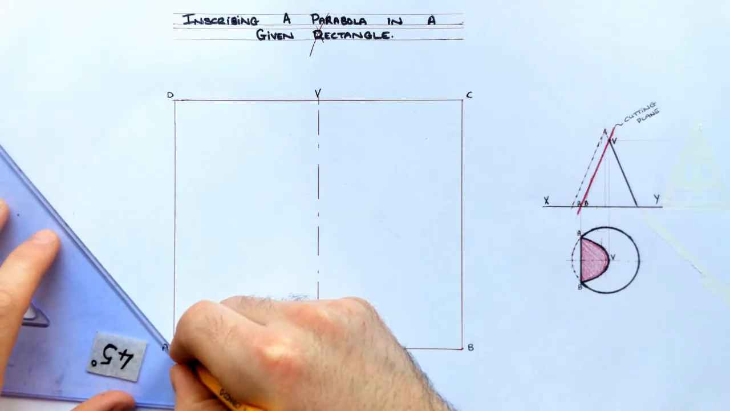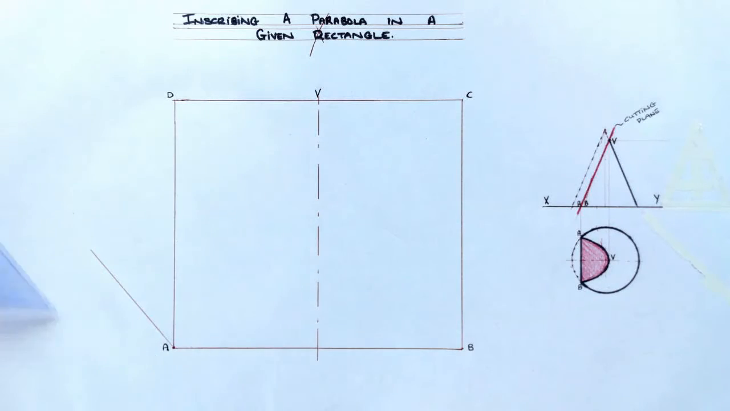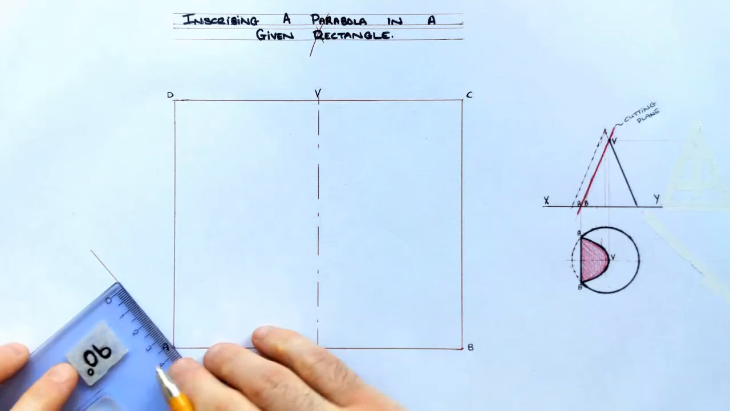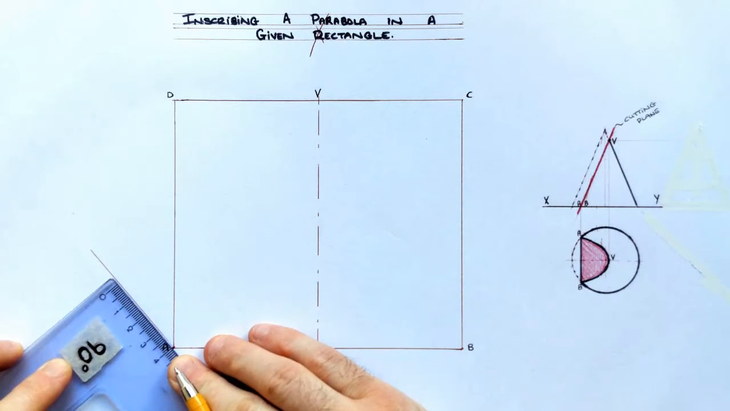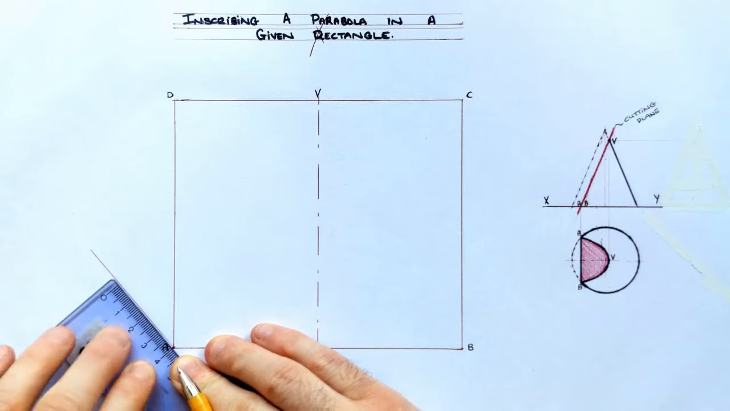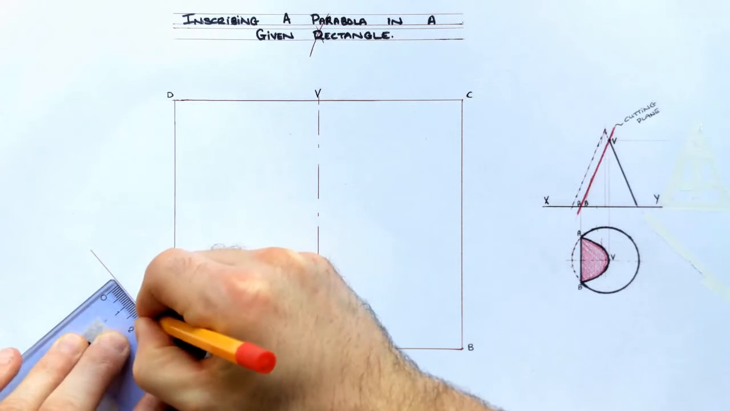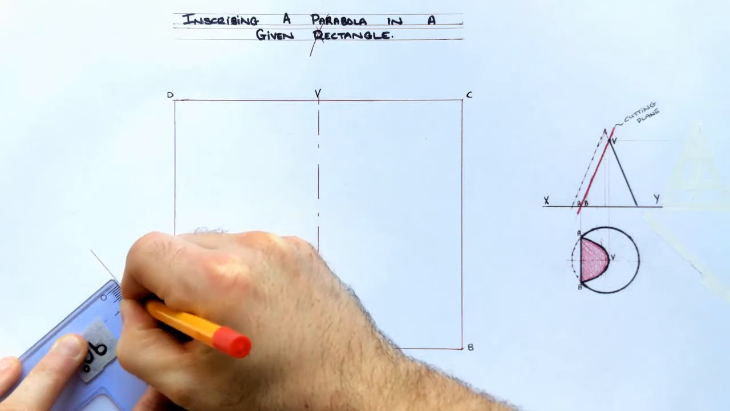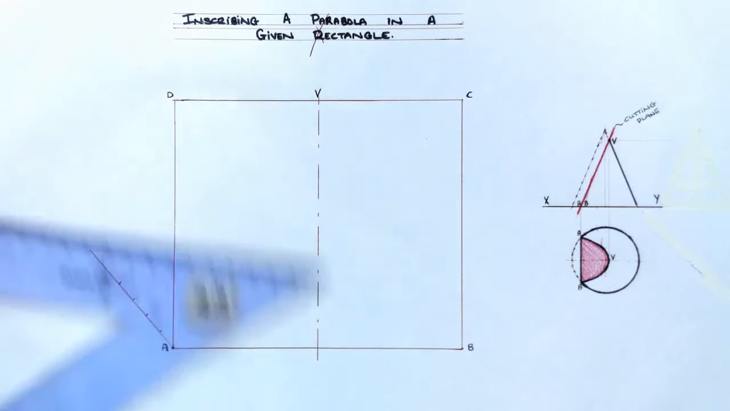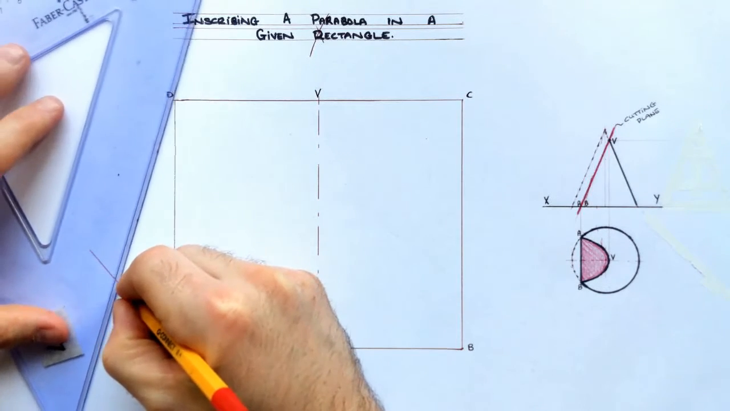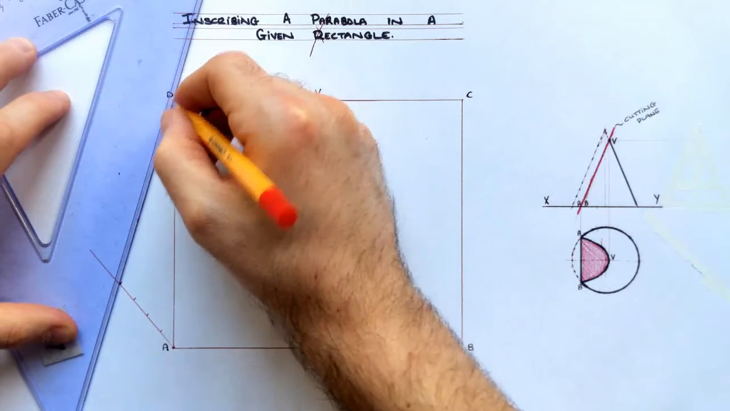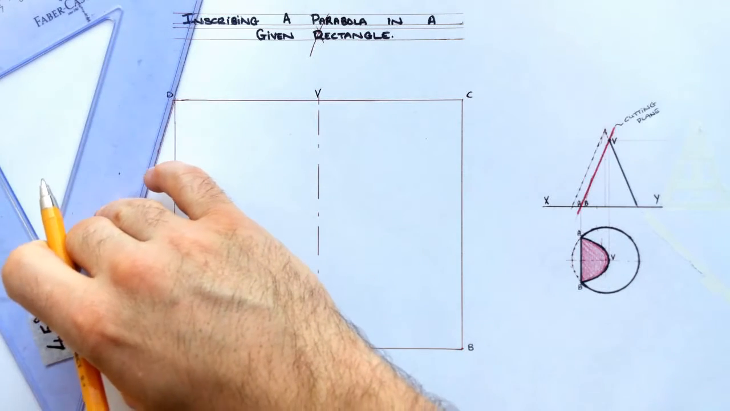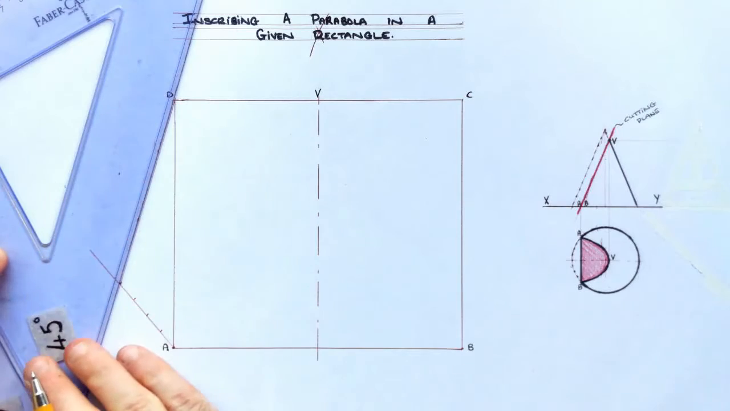From A, I'm going to step off a random distance at any angle, and I'm going to step out 4 tens, so 10, 20, 30, and 40. At the last point there, connect it up to D, and from that point then, I'm going to do a little bit of sliding set squares.